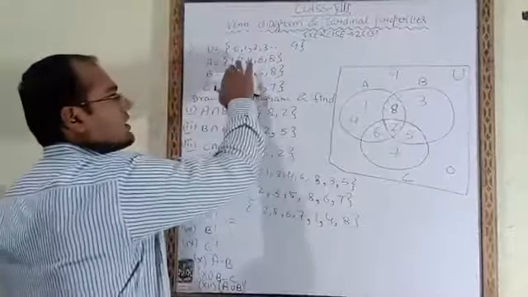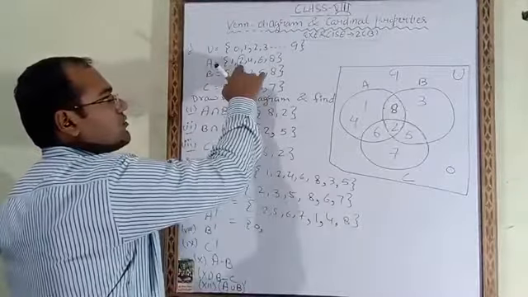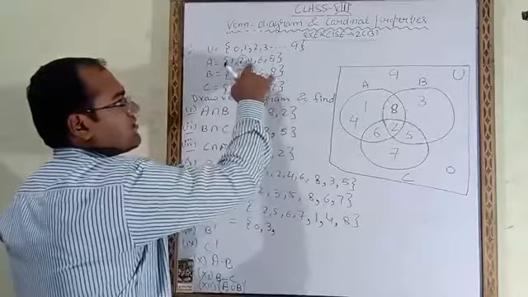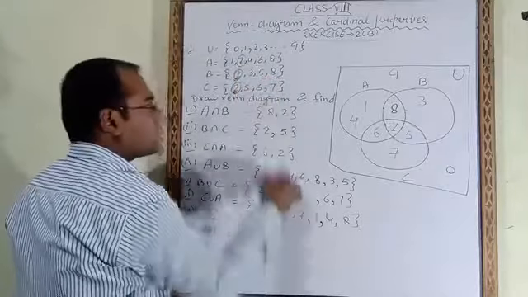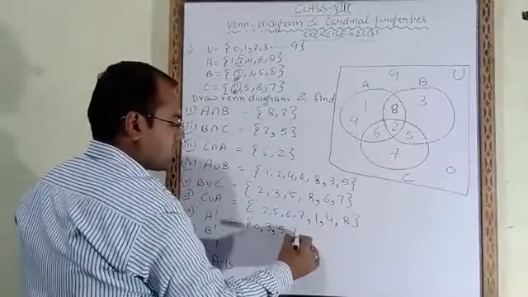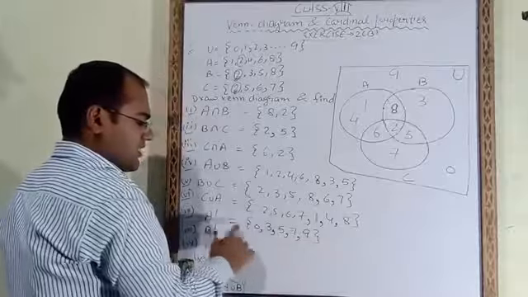So we will not take 1. So 0 we will take. 1 we will not take. 2 we will not take. 3. 4 we will not take. 5. 6 we have to remove, so no need to take. 7. 8 we will not take. Then 9. These are the elements of A complement.